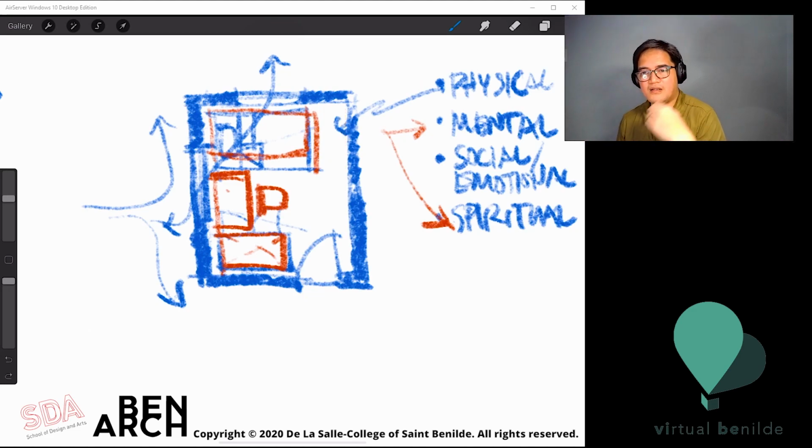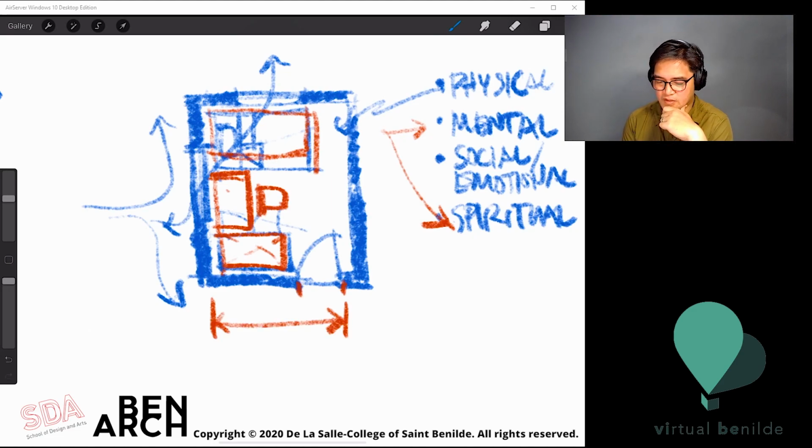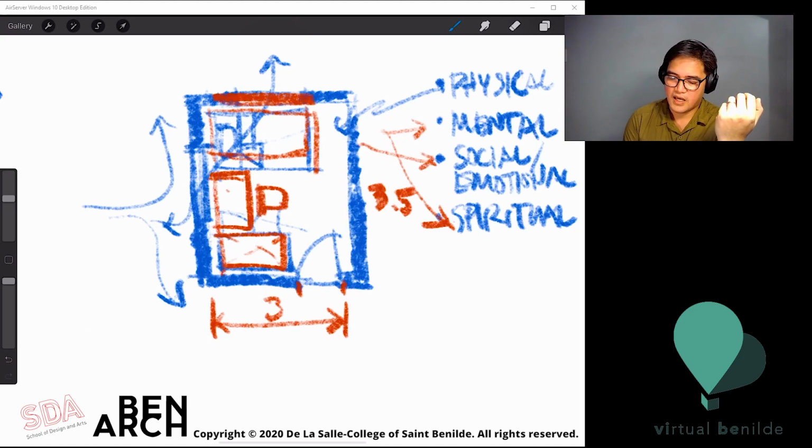So the space is very generic. If the door is 1 meter, and this is going to be 3 by, let's say, another 3.5, it limits some of the aspects here. You have a single window, and then all this just generic stuff.